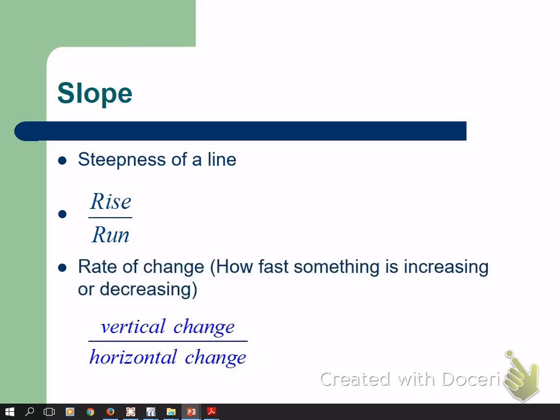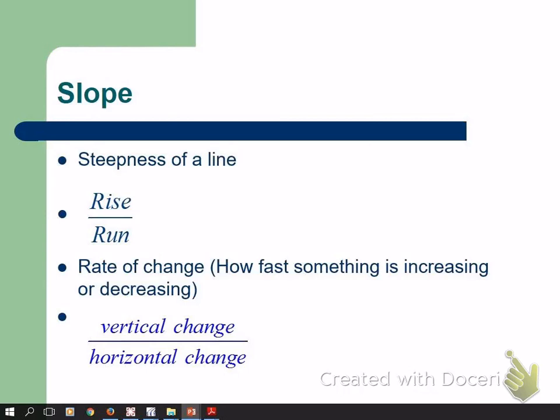Slope is also a rate of change. It gives you the vertical change compared to the horizontal change. So it's a rate of change: how fast something is increasing or how fast something is decreasing. Okay? So, vertical change, horizontal change. How does that correspond to rise over run?